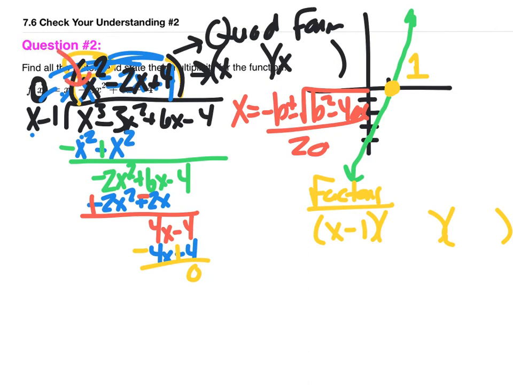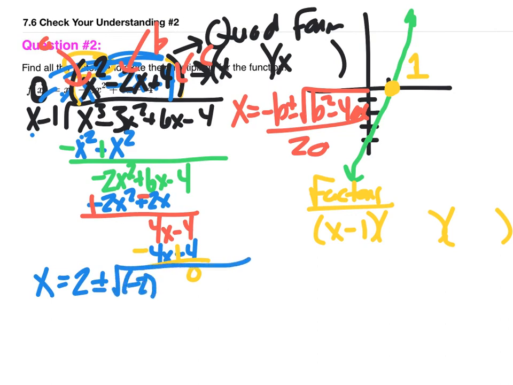My a value is here. This is my b value. And then the c value is there. So I'm going to come down over this lower section and actually do the quadratic formula. So if we solve that, I'm going to have x equals negative b, which would be a positive 2, plus or minus the square root of b squared, which is negative 2 squared, minus 4 times a, which is 1, times c, which is 4, all over 2 times a, which is 1.